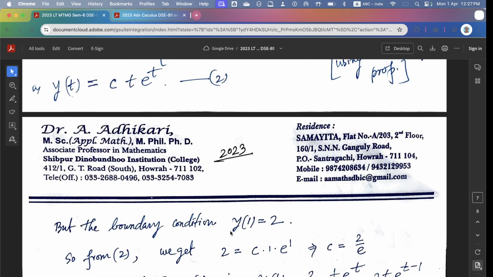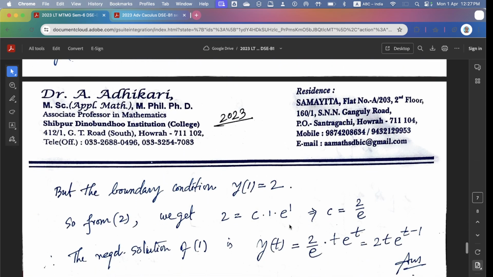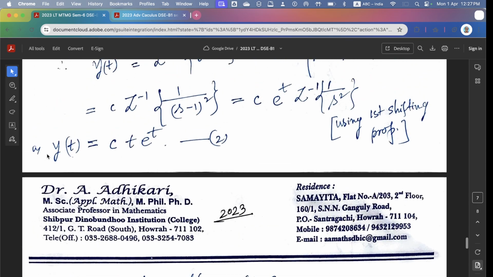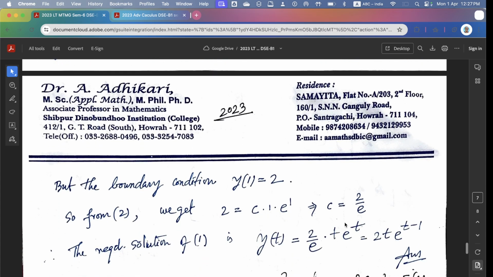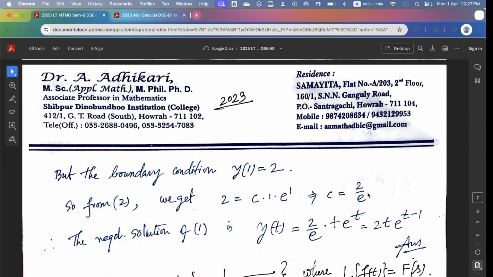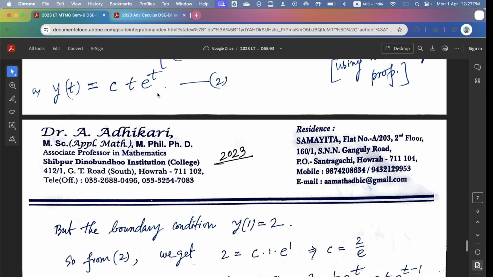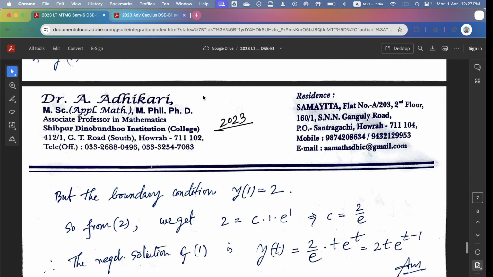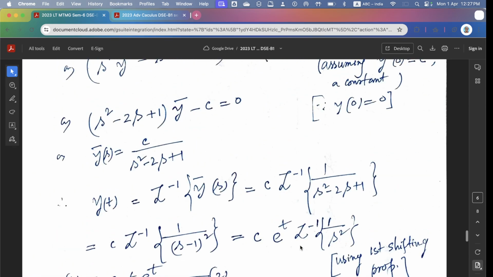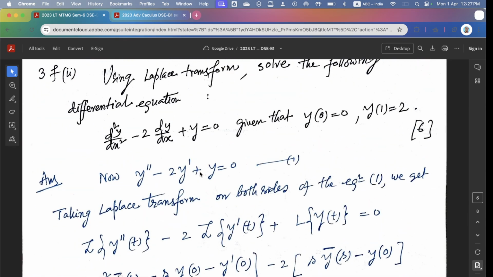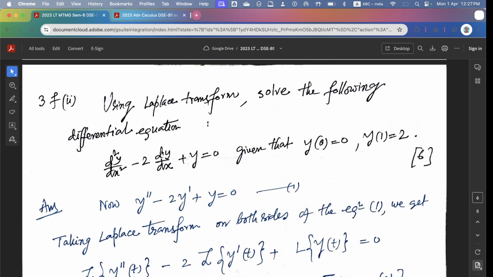Now from the boundary condition y(1) equal to 2, put t equal to 1, so we get 2 equal to c into 1 times e to the power 1, so c equal to 2 by e. Put this value of c in equation 1, and we get y(t) equal to 2 by e t e to the power t, that is equal to 2t e to the power t minus 1, and this is the answer. The particular solution of the given differential equation is this.